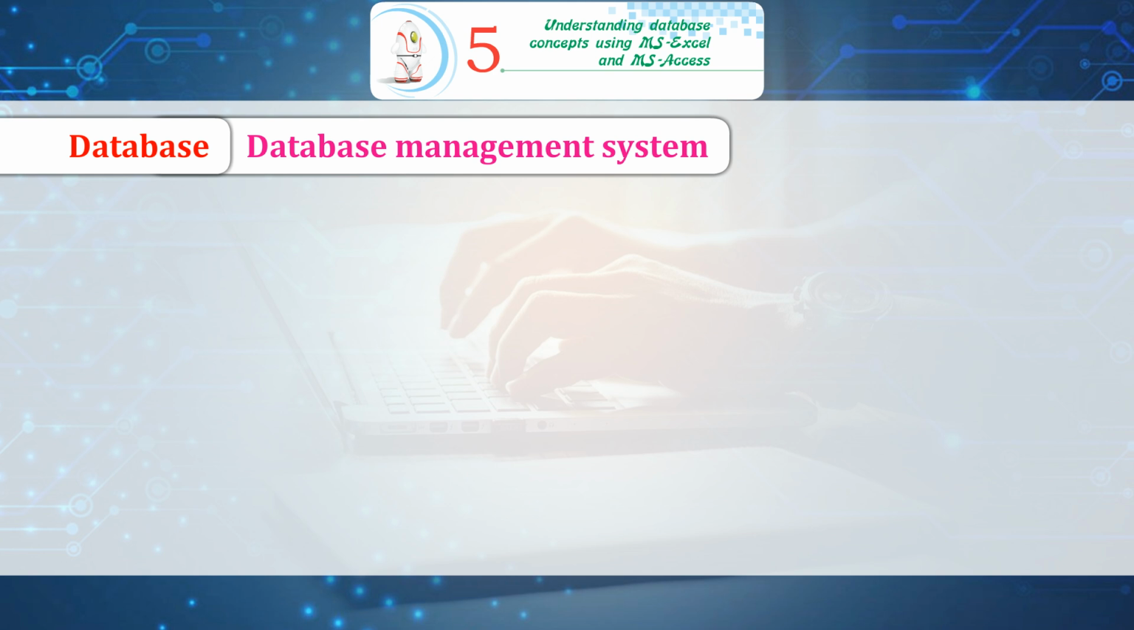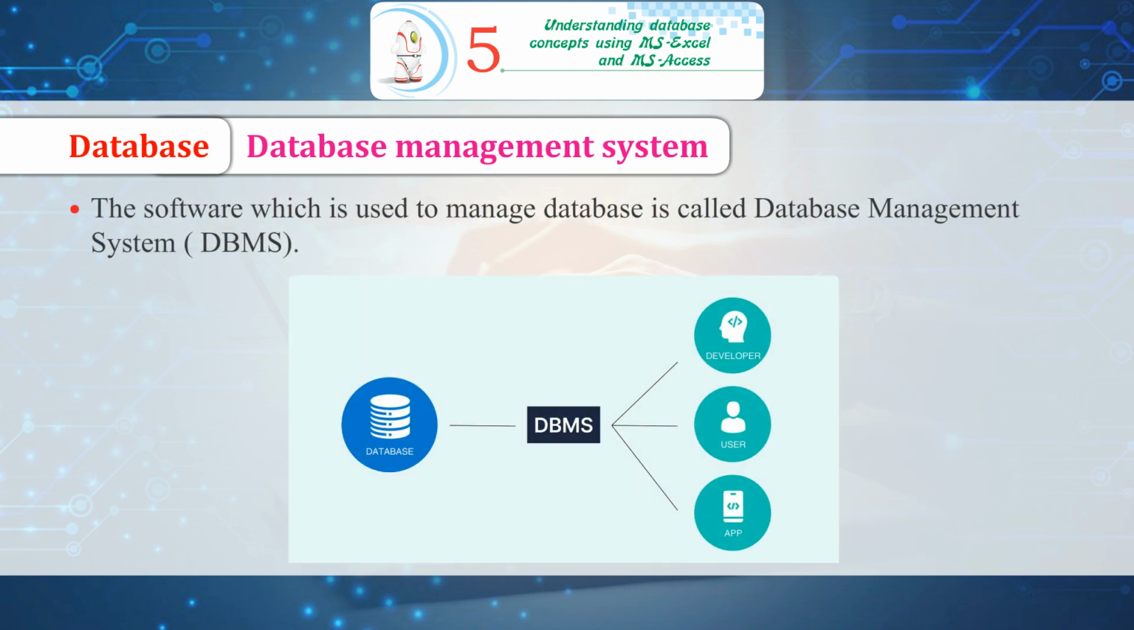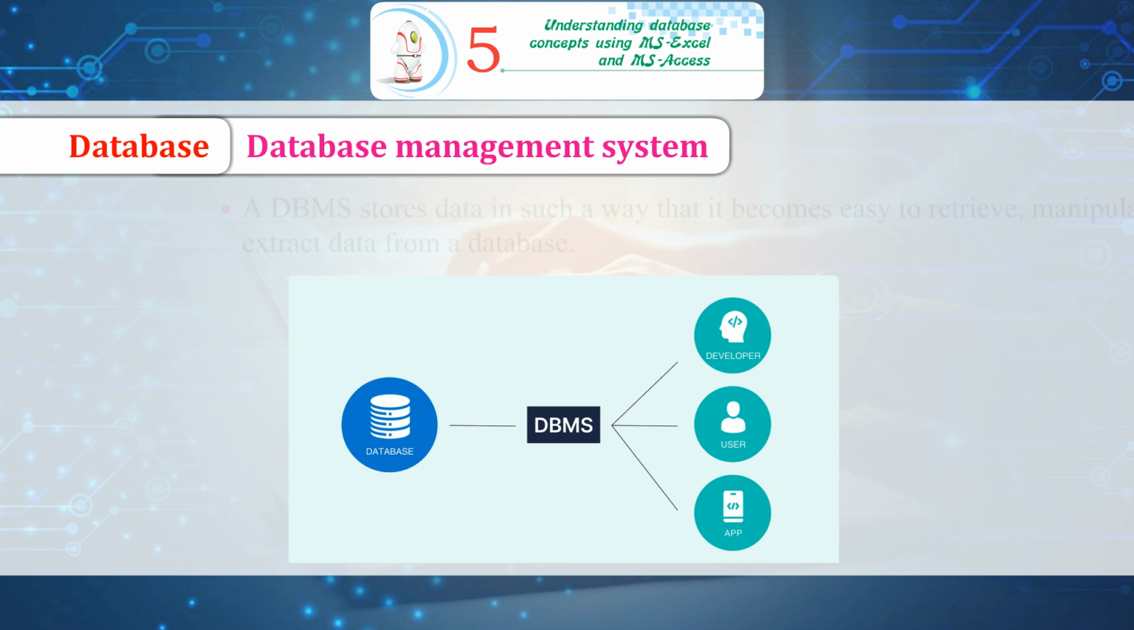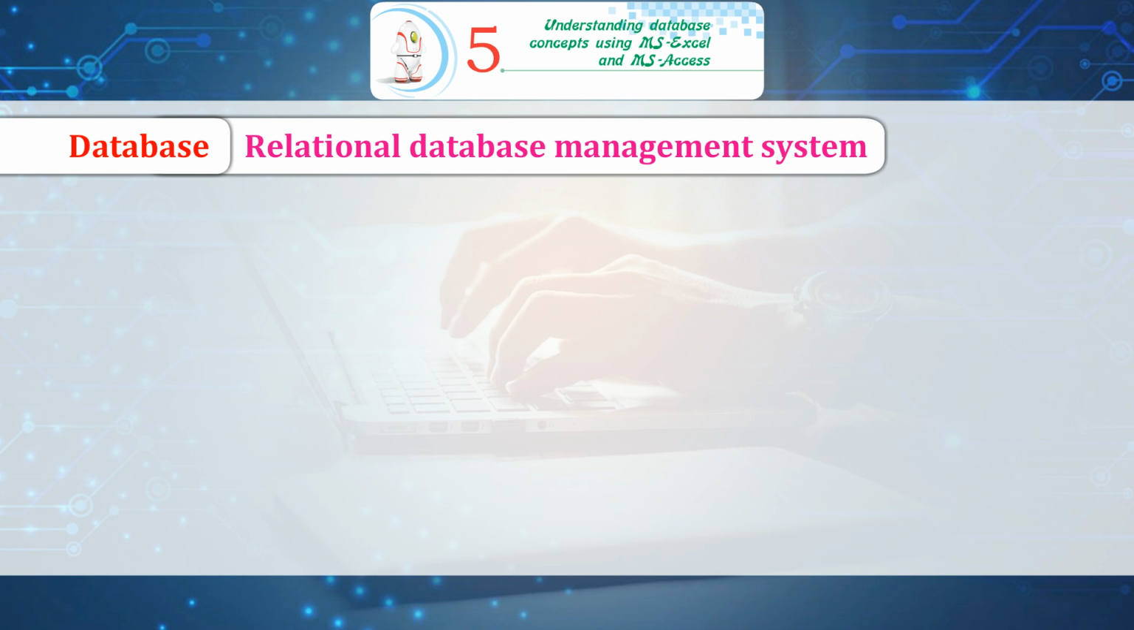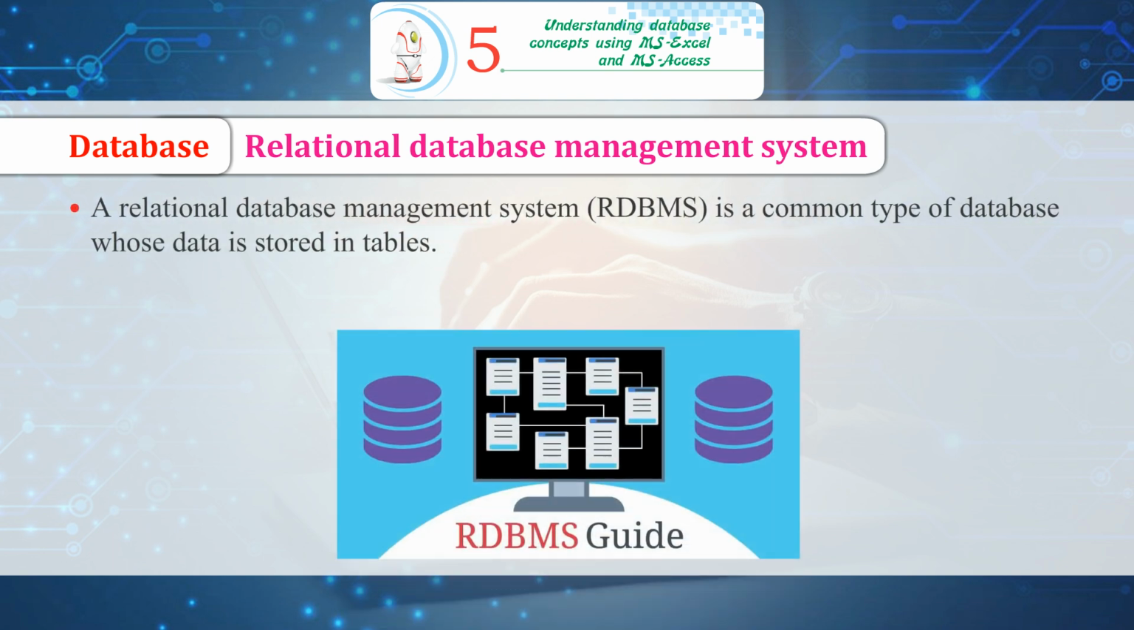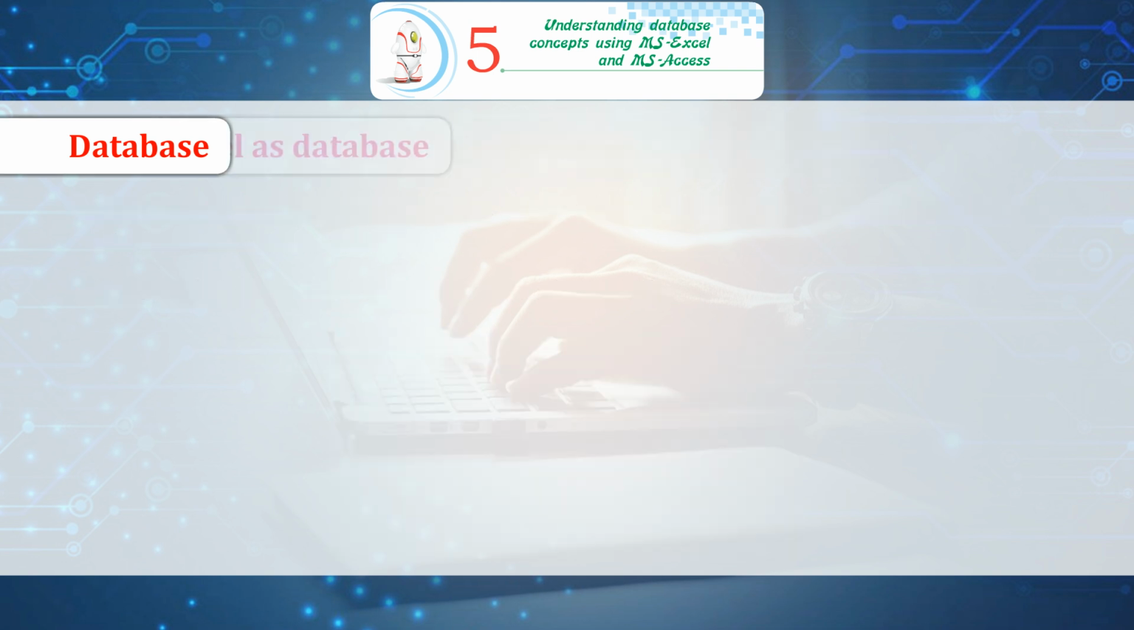Database Management System. The software which is used to manage database is called Database Management System, DBMS. A DBMS stores data in such a way that it becomes easy to retrieve, manipulate, and extract data from a database. Relational Database Management System. A Relational Database Management System, RDBMS, is a common type of database whose data is stored in tables. Microsoft Access 2013 is an example of RDBMS.